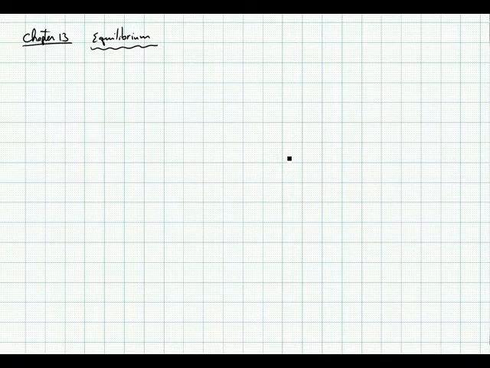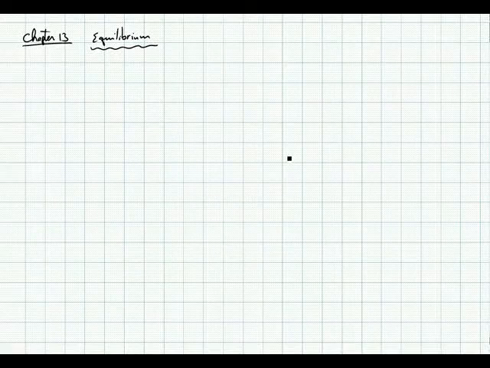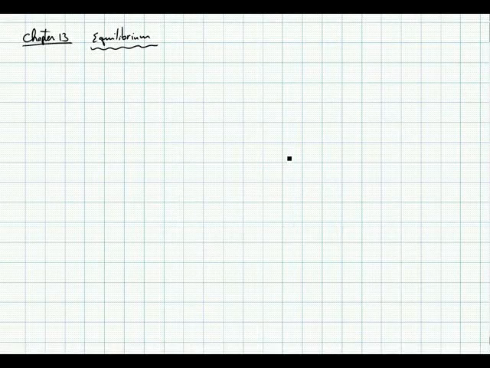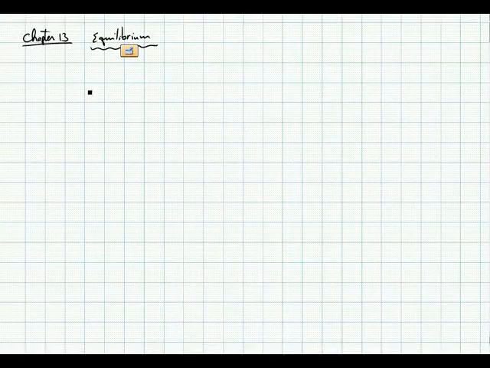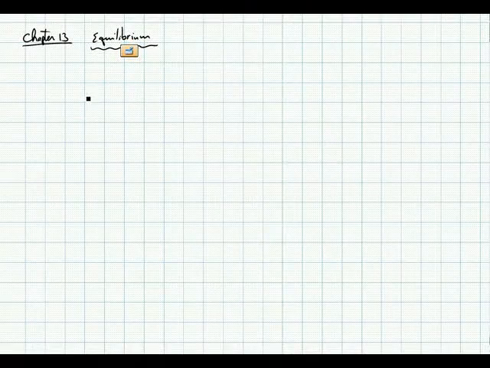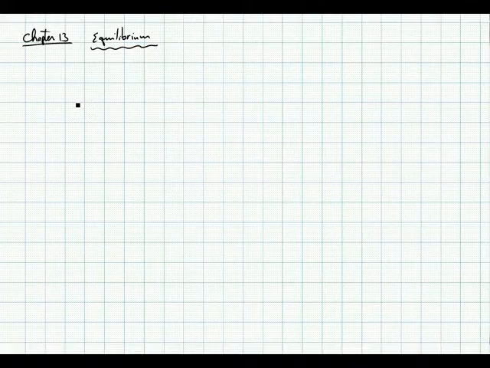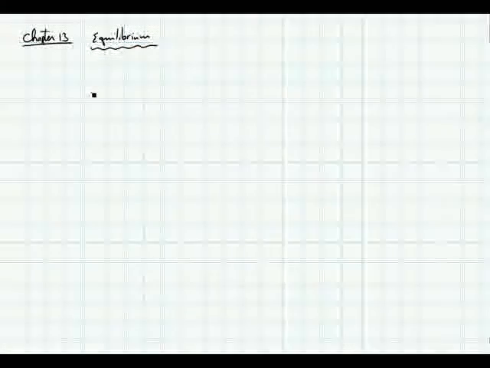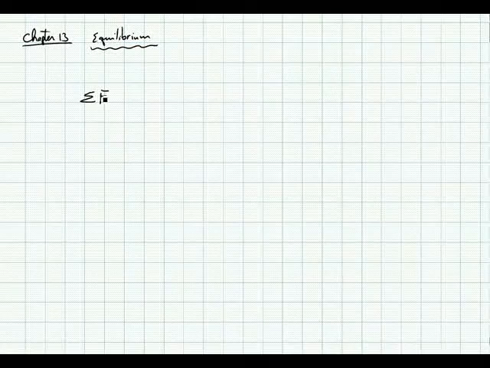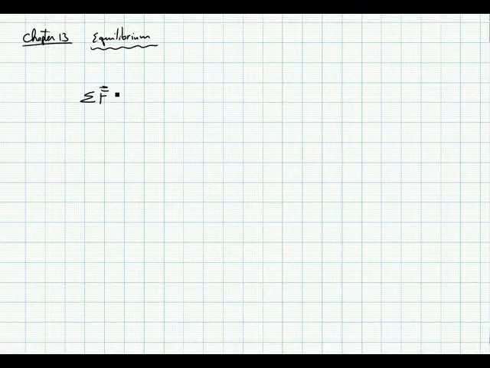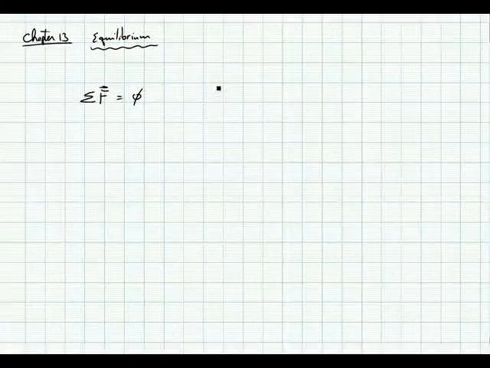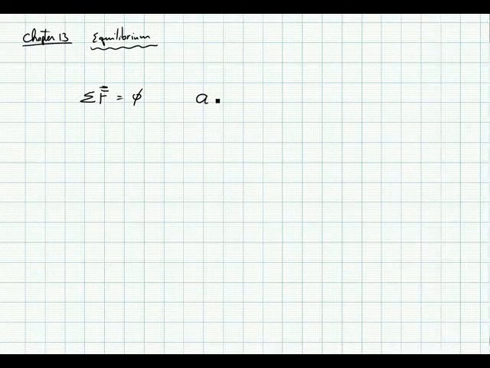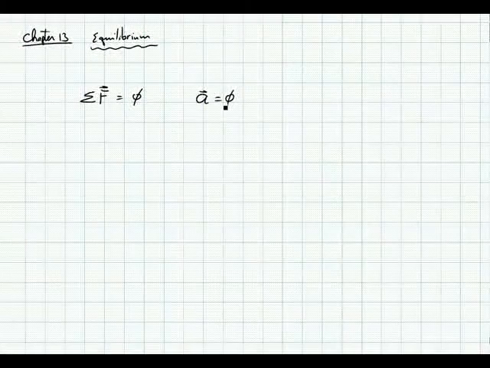Let's continue with chapter 13 and discuss equilibrium. As we had seen in previous lectures dealing with translational motion, we defined equilibrium to occur when the sum of all the forces acting on the body is equal to zero. That meant that acceleration is equal to zero.